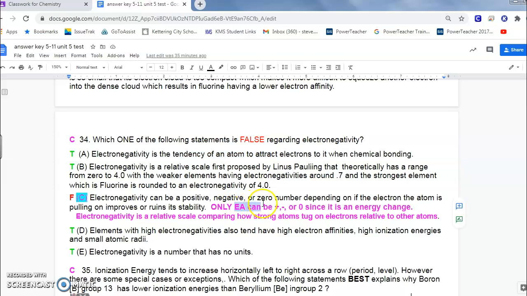Only electron affinity can be positive, negative, or 0 since it's measuring a change in energy. Electronegativity is a relative scale, so it can't be negative.